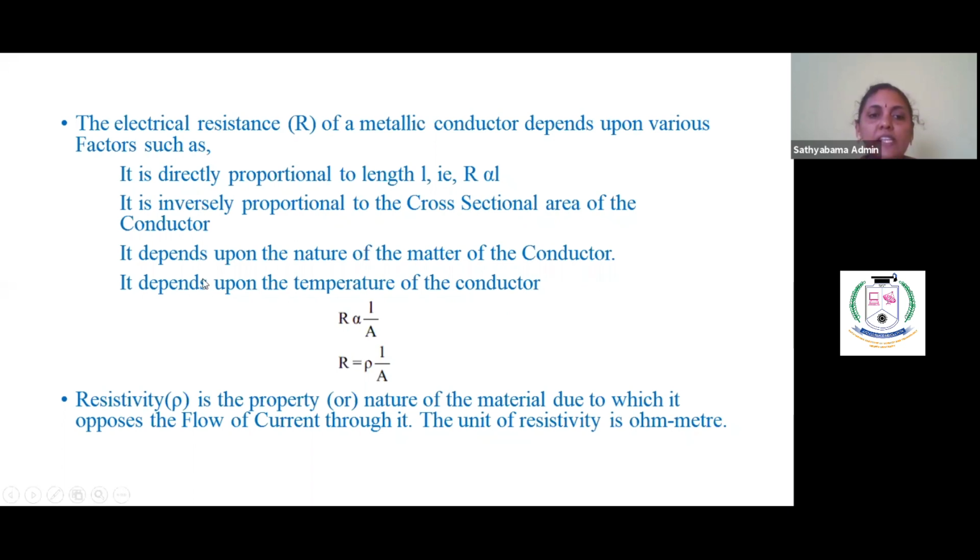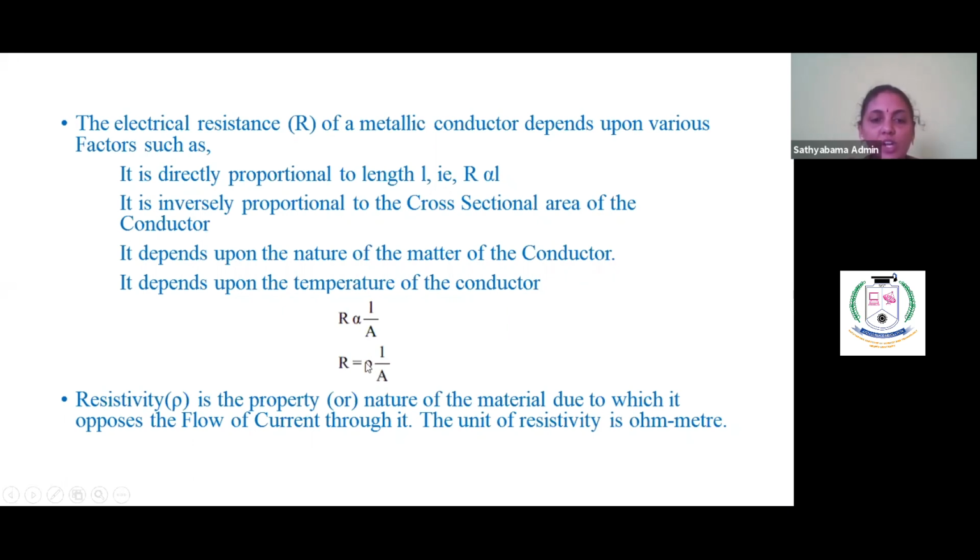Third one, it depends upon the nature of the material of the conductor. The last one, it depends upon the temperature of the conductor. So consolidating all the four points, we will write it as R is proportional to L by A, where R is the resistance, L is the length of the conductor, and A is the area of cross section of the conductor. Removing this proportionality, we introduce a constant called rho. So the equation can be written as R is equal to rho into L by A.